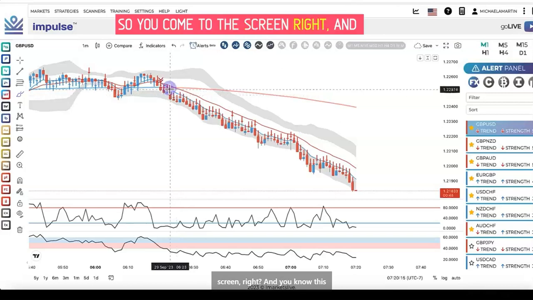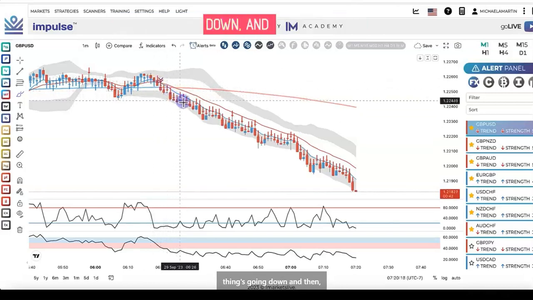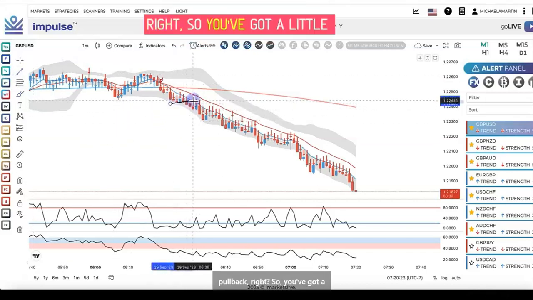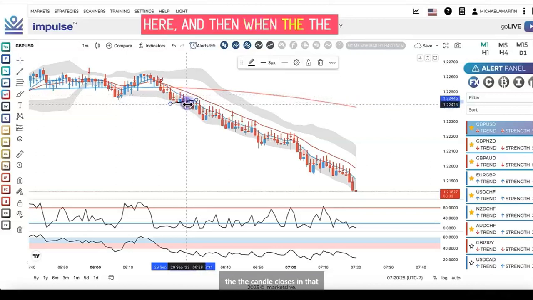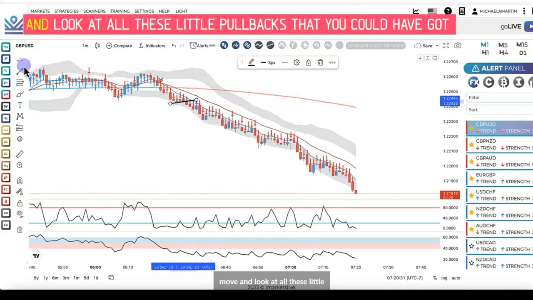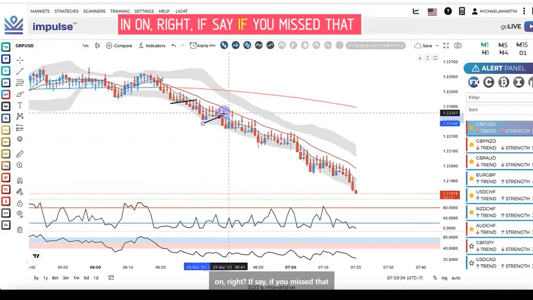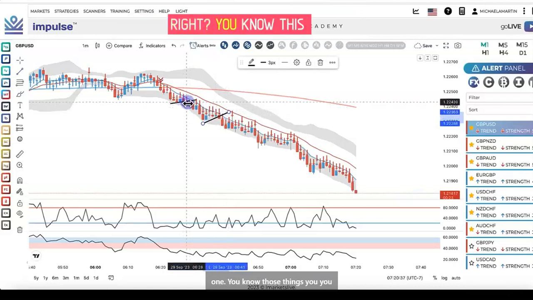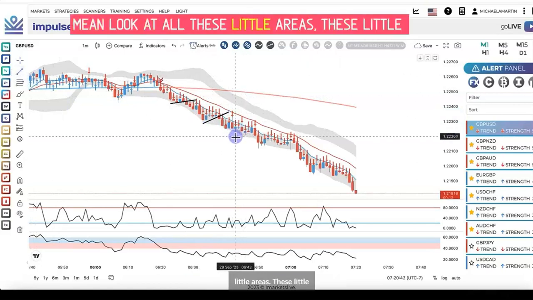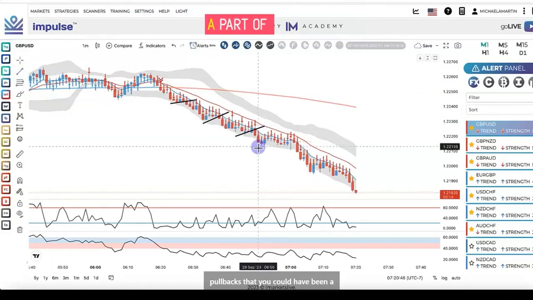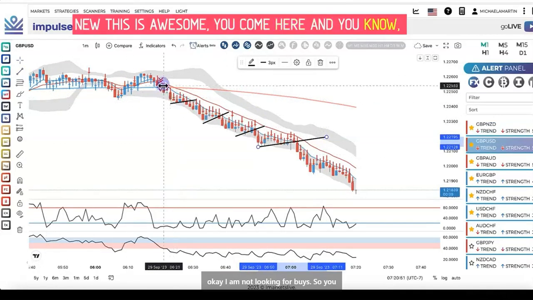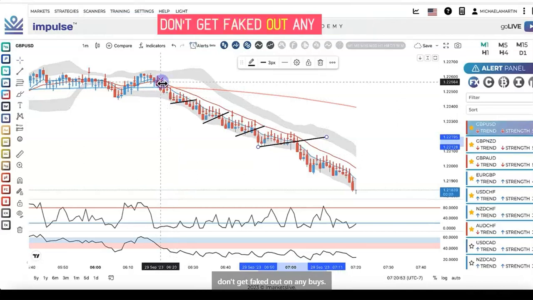So you come to the screen, and you know this thing's going down. And then your entry model is to get in on a pullback. So you've got a little pullback here. And when the candle closes in that direction, you get in, and look at that move and all these little pullbacks that you could have got in on. If you missed that one, you know this thing is trending down, so you can jump on these. Look at all these little pullbacks that you could have been a part of. And as a newbie, this is awesome. You come here and you know, okay, I am not looking for buys, so you don't get faked out on any buys.